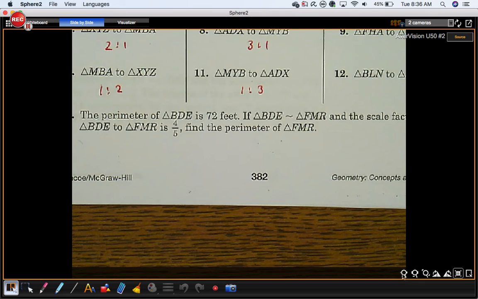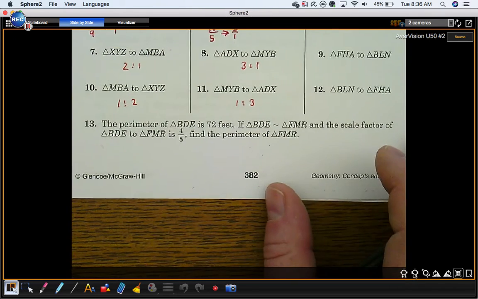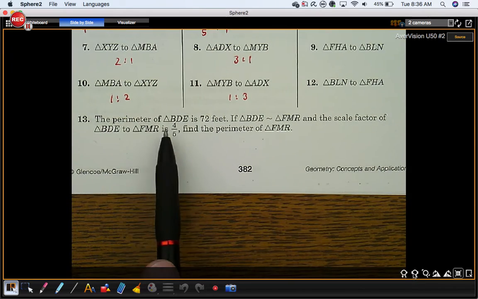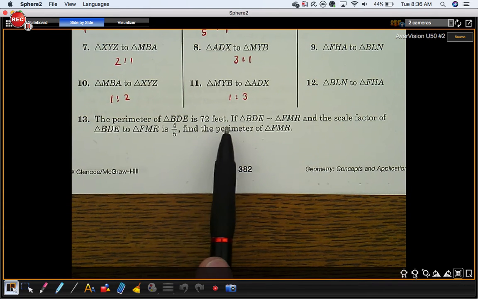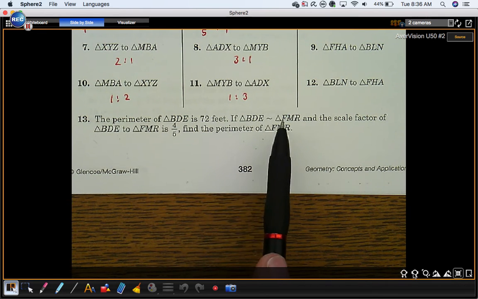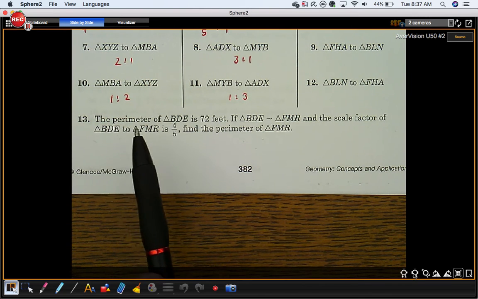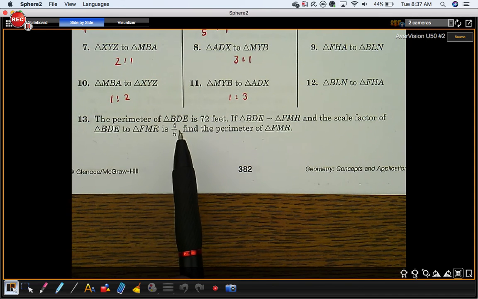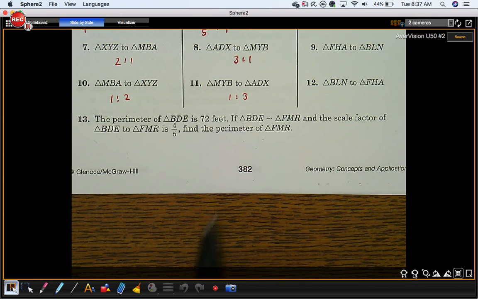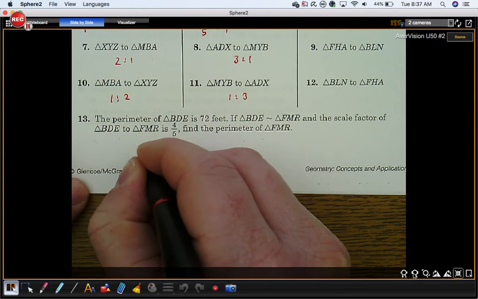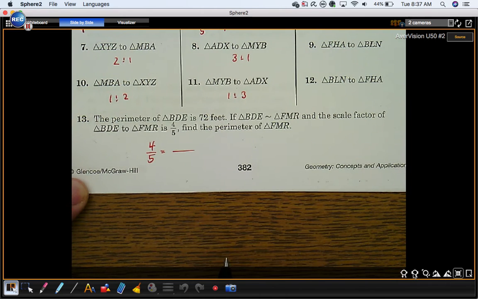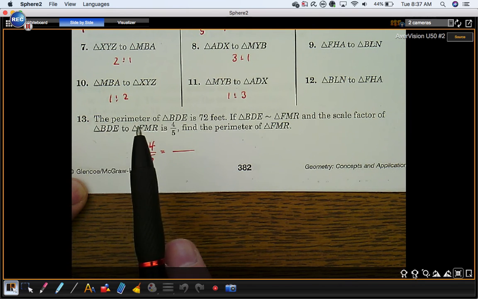Number 13, we'll back up a second. The perimeter of triangle BDE is 72 feet. If triangle BDE is similar to triangle FMR, and the scale factor of triangle BDE to triangle FMR is 4/5, find the perimeter of triangle FMR. Okay, so we know our scale factor is 4/5, so I'm definitely going to use that in my proportion. And that's a scale factor small to large. So that's the smaller triangle because it comes first. It goes with the 4.